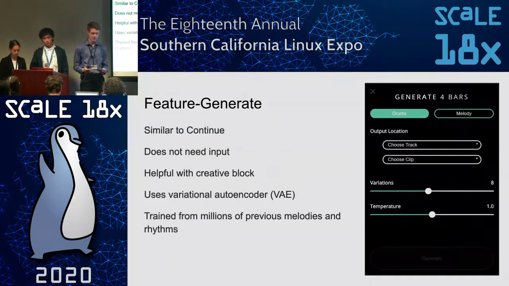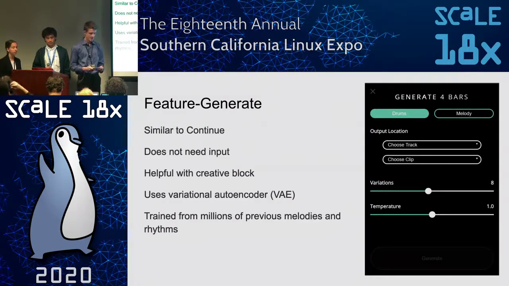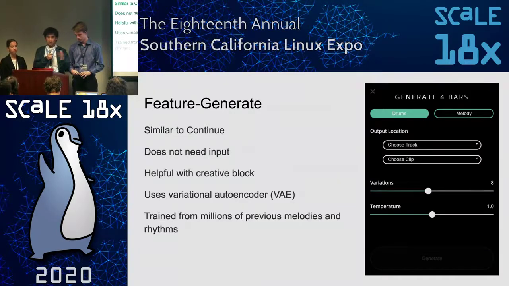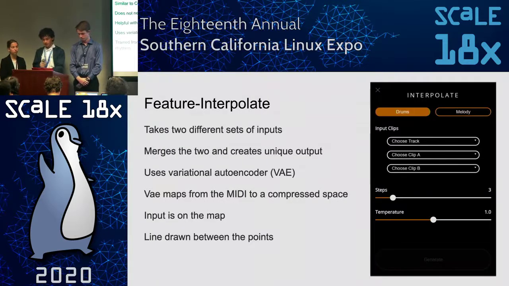And the next feature is Generate. It's similar to Continue, but it does not need input. It's helpful with creative block, and it uses a variational autoencoder, and it's trained from millions of previous melodies and rhythms. So technically there is still an input, that being the training data, but Magenta has done the training. We just don't need to put in MIDI for it.